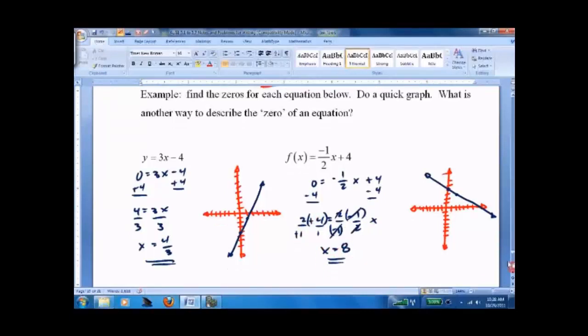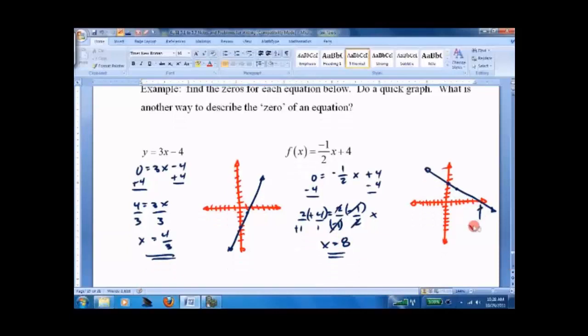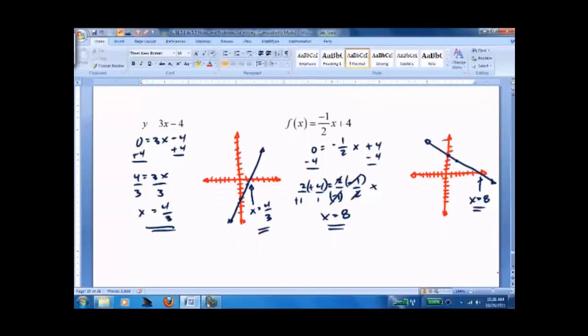So what does the 0 mean? That's where it hits the x-axis, x equals 8. Over here it hits at x equals 4/3. So when we say the 0 of something, we want to know where it hits the x-axis. A lot of solutions to a lot of math problems involve finding the 0 of things. We spend a lot of time doing this concept in Algebra 2, so we're just introducing it here. That's it. Good luck.